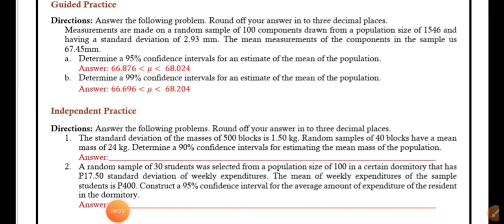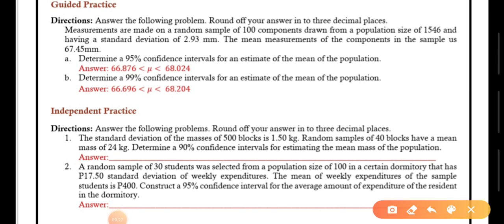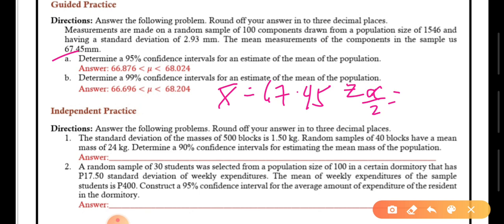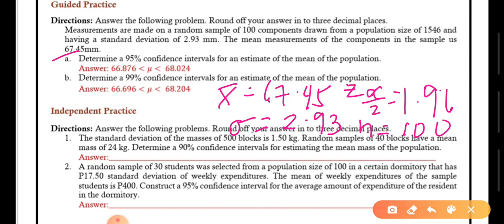We have to identify first our given. So, in number 1, or in letter A, our given are, our x bar is 67.45. Our z sub alpha over 2 is 1.96. Where can you find it? You can find it on the previous page. And our standard deviation is 2.93. And our n is 100. Okay, just replace our formula with this given. Then I'm gonna show you how to do it using our calculator.